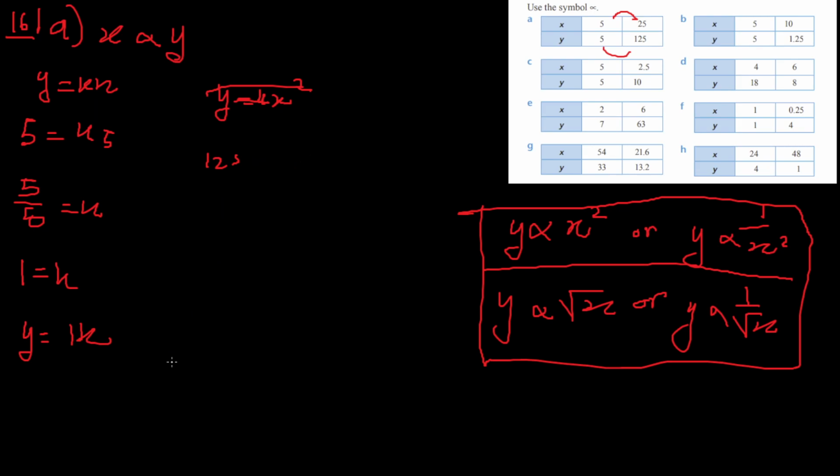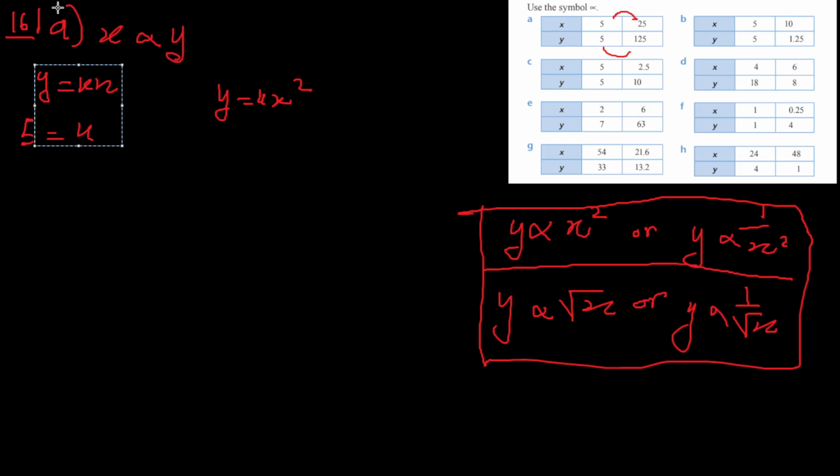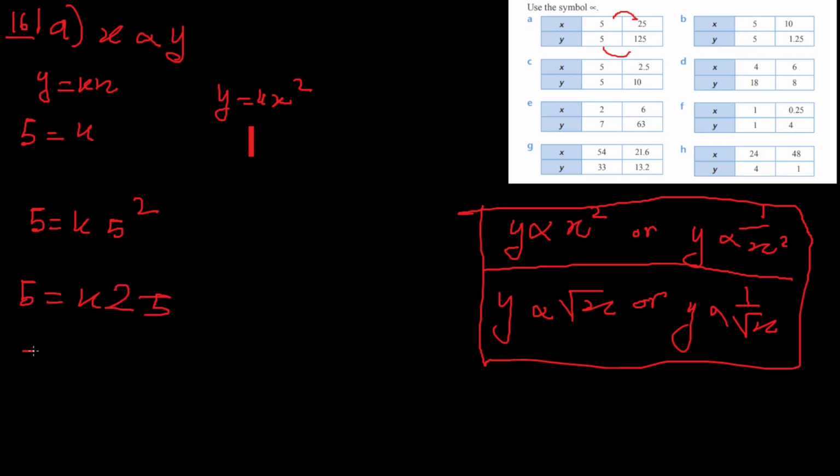So let's try doing y equals kx squared. Let's plug in the values. It's going to be 5 equals k times 5 squared, which is 25. So we get 25k equals 5, and if we cancel these, we get 1 by 5. So it's going to be y equals 1 by 5 x squared.